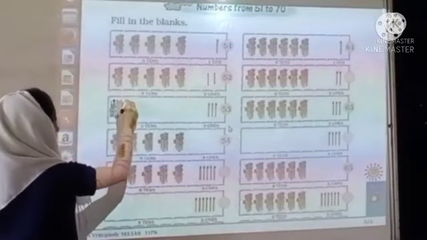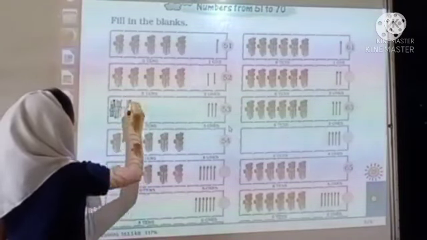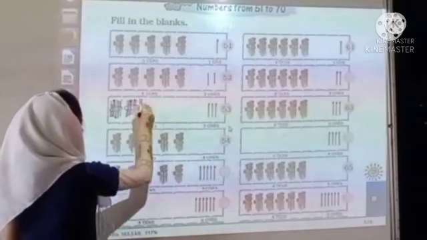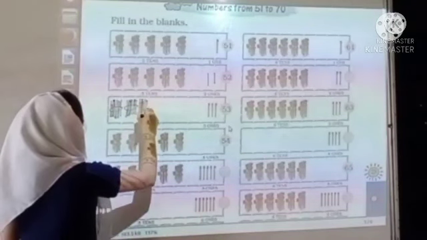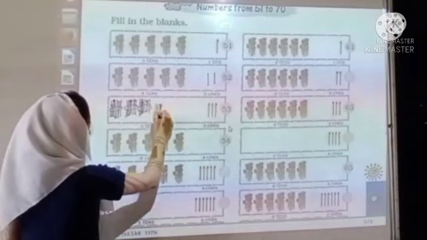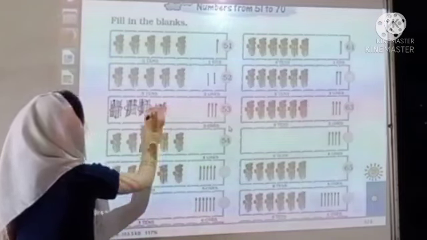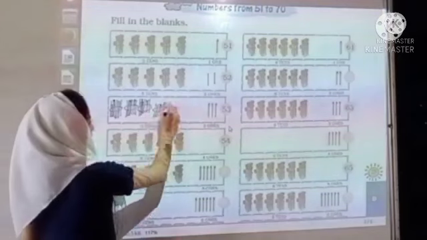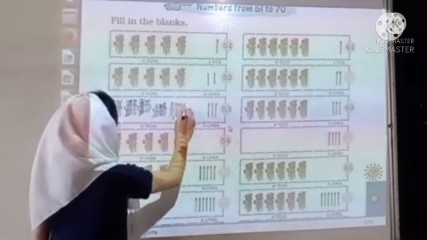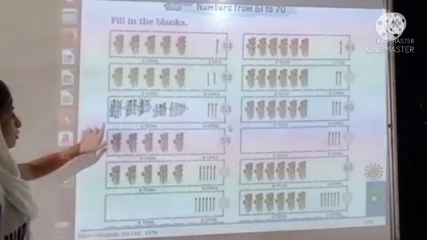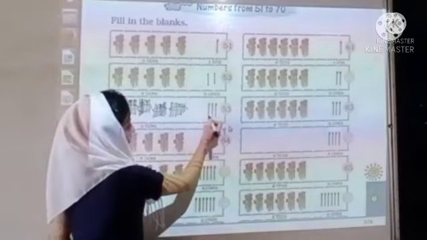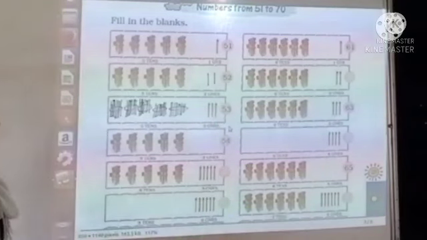1, 2, 3, 4, 5, 6, 7, 8, 9 and 10, so 1 bundle. 1, 2, 3, 4, 5, 6, 7, 8, 9 and 10, so 2 bundles. 1, 2, 3, 4, 5, 6, 7, 8, 9, and 10. So 3 bundles, 4, and last 5th bundle. So we have to draw 10 sticks. 1, 2, 3, 4, and 5 ones. And 3 ones given, so 3 ones is simply drawn and 53 also given.